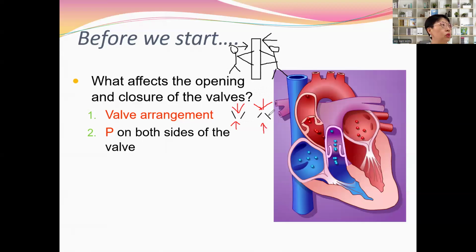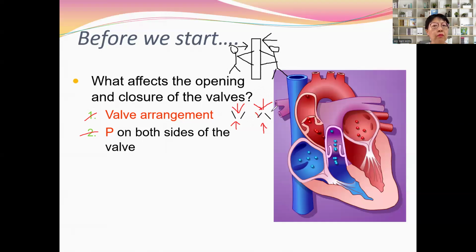This valve, open or close? Close, right? So why this one open, this one close? Because the valve arrangement is different. Okay? So why open and close? Because the pressure here is higher than here, so it opens. This pressure is higher than here, so it pushes these two valves to close.